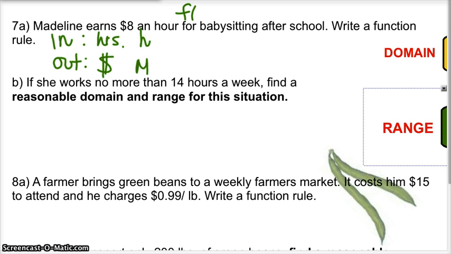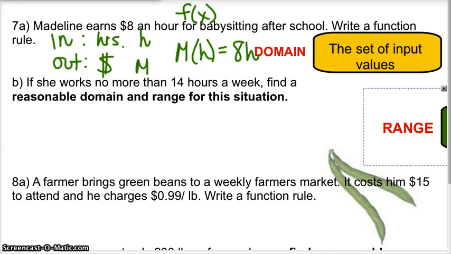If we think about f of x, x is always what's going in, and what's going in this situation is my h. How much money is she earning? $8 for every hour. Letter B, if she works no more than 14 hours a week, find a reasonable domain and range for the situation. Domain is the set of input values. I identified in 7a that the input is the number of hours.